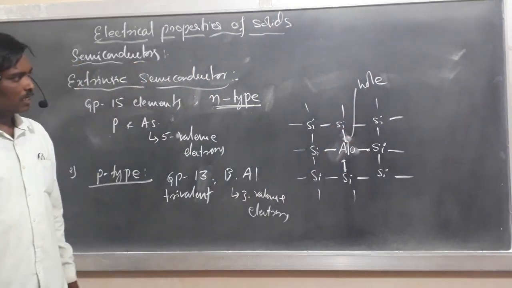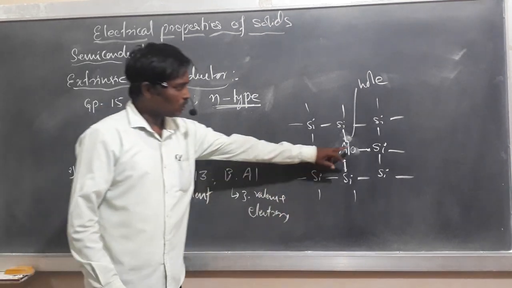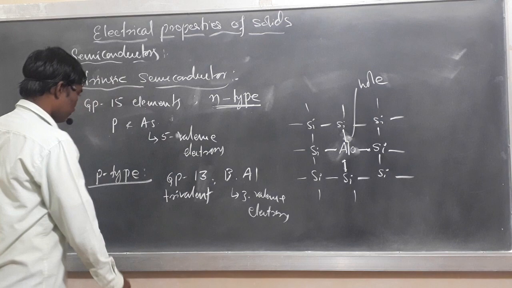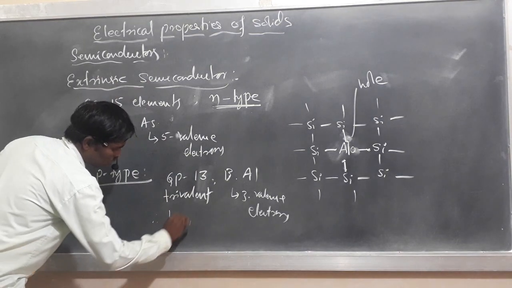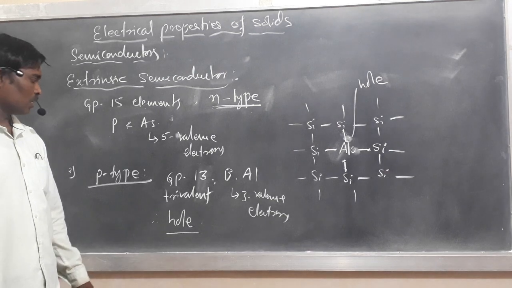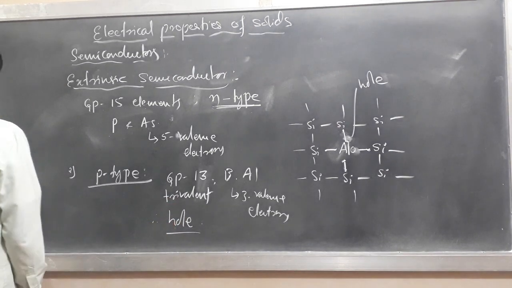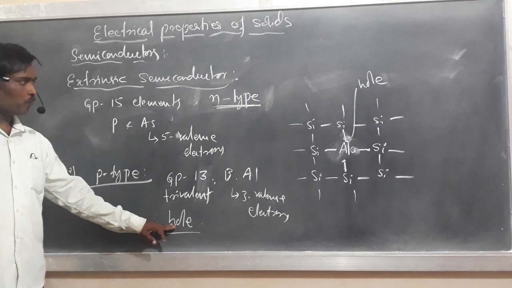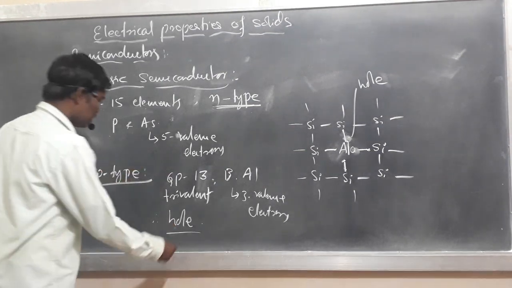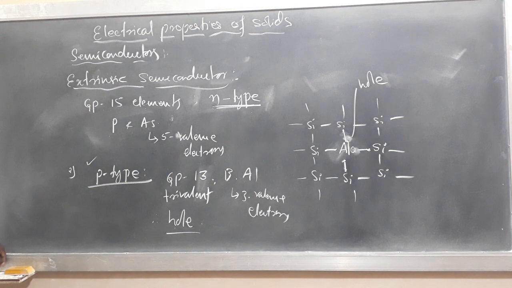Like that, the conductivity of that silicon increases by the movement of this hole. So therefore, we say holes are responsible for the conduction of electricity. Holes we call electron deficient spaces. So those are positively charged, therefore it is called a P type semiconductor.